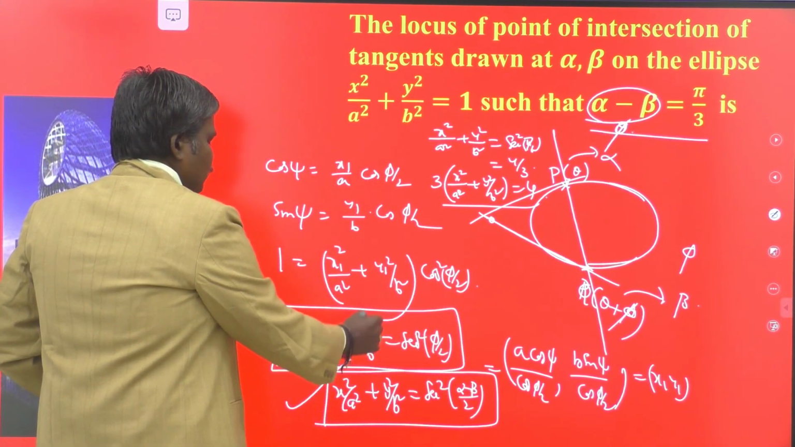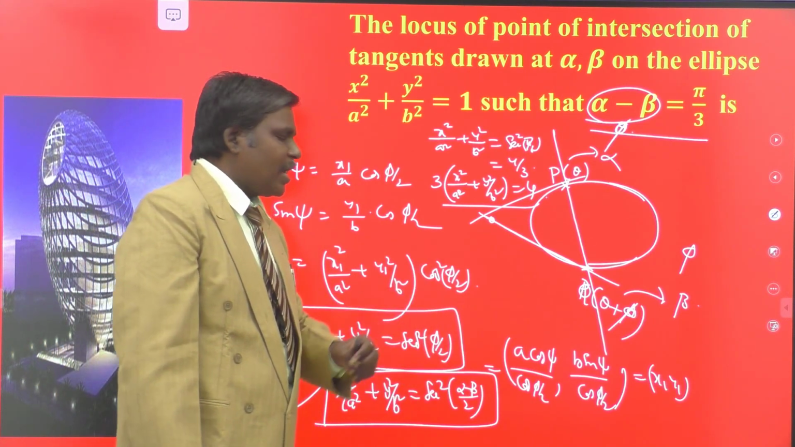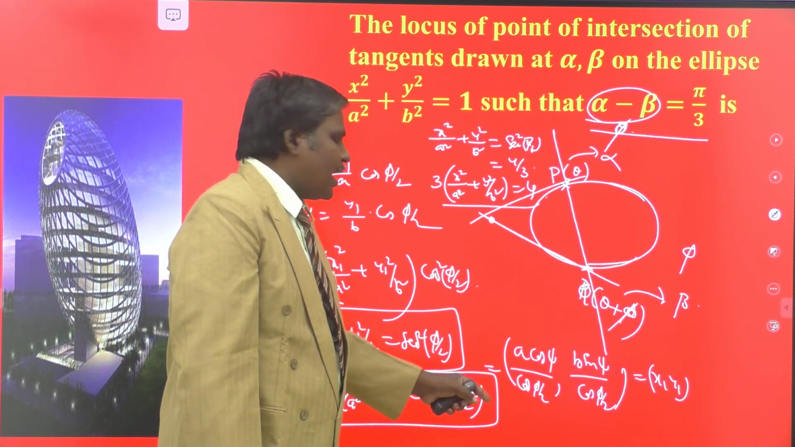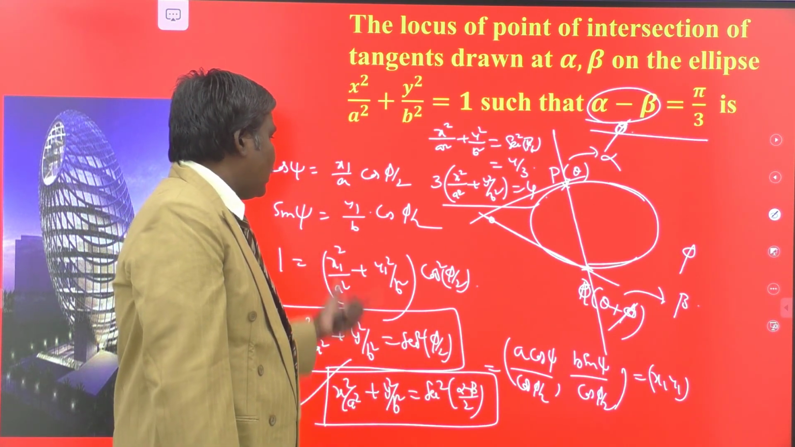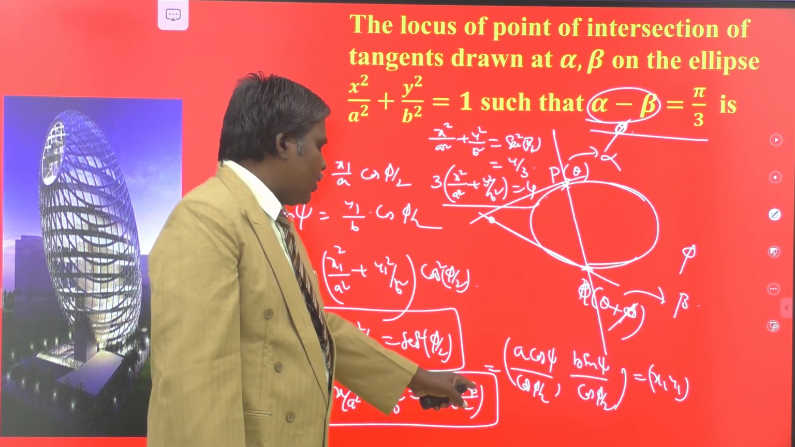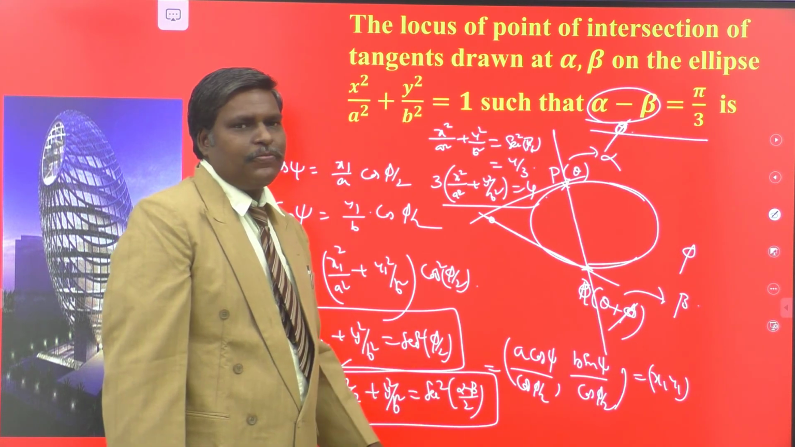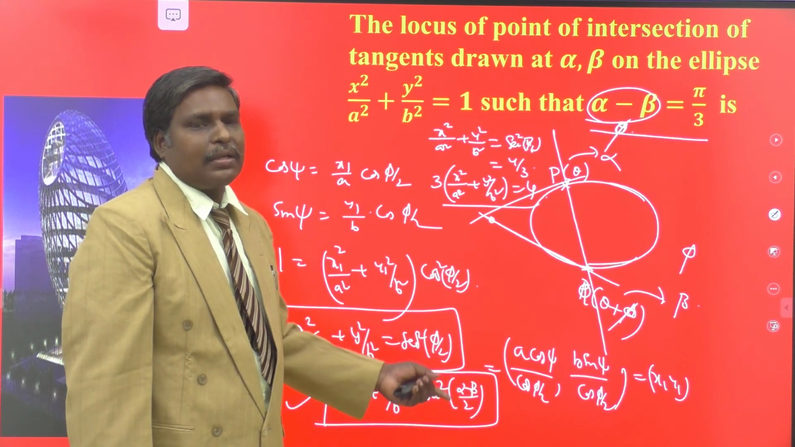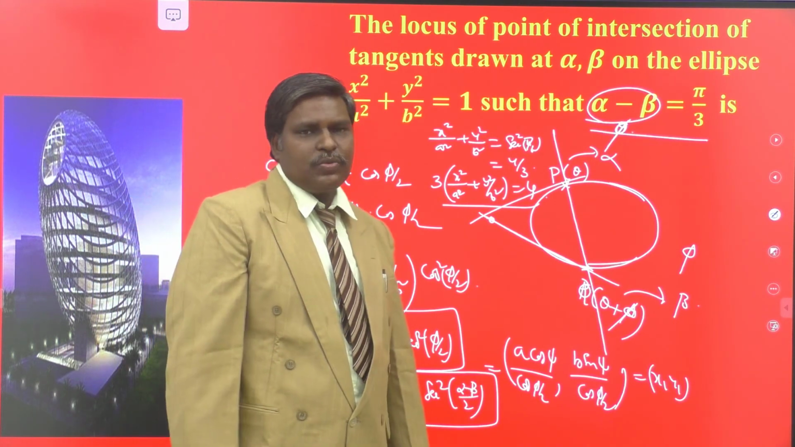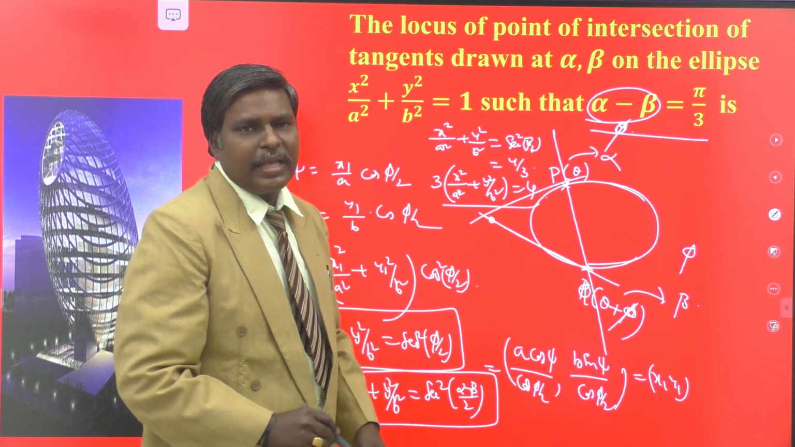x square by a square plus y square by b square equals secant square of alpha minus beta by 2. You can apply alpha minus beta as pi by 2 and achieve the previous result also. What is alpha minus beta? Pi by 2. Pi by 2 by 2 means pi by 4. Secant square pi by 4 is root 2 square, that is 2. So what is the answer? x square by a square plus y square by b square equals 2. So this is the general formula for you. Okay. Thank you very much.